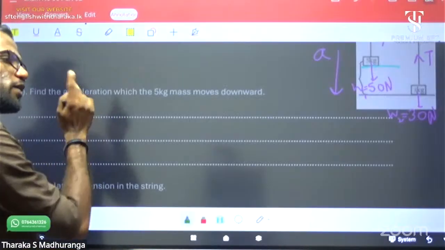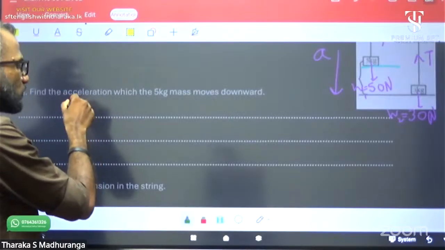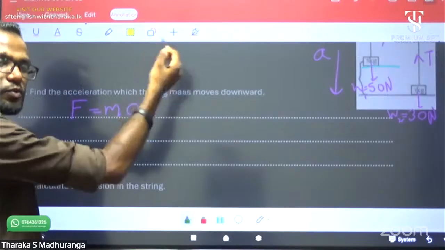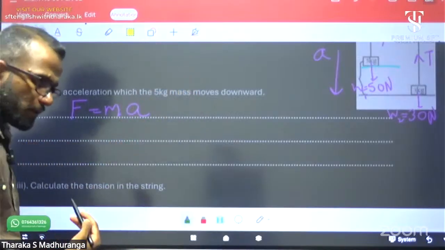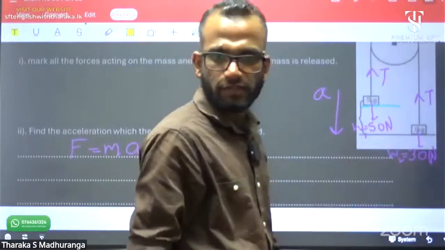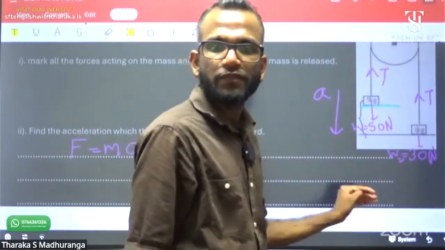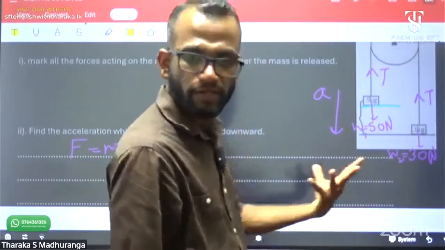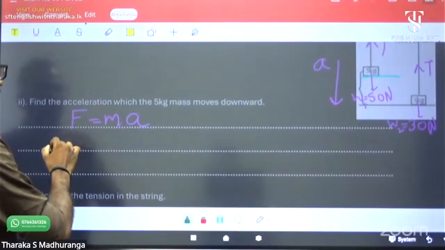Now you have two methods. That's the easy method: you can use F equals ma on the entire force system. Now 30 Newton and 50 Newton. What is the resultant force? The force difference, 50 minus 30, it is 20 Newton.